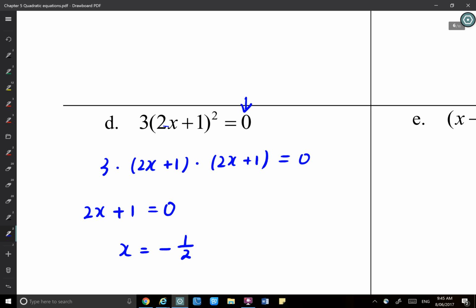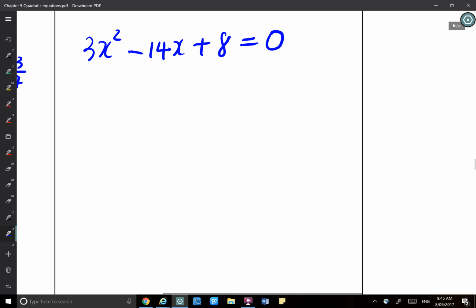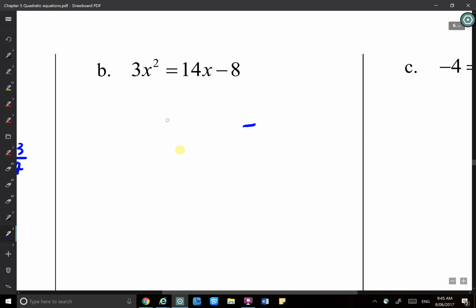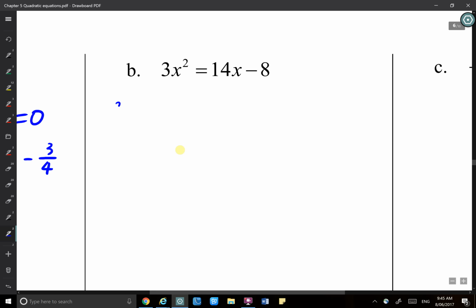That's for D. And let's go back to this question B here. Yesterday I did show you what we need to do. I need to move everything to the left hand side. I want that minus that plus that to be 0. I want the 0 on the right hand side. Okay, let's put a 0 here.